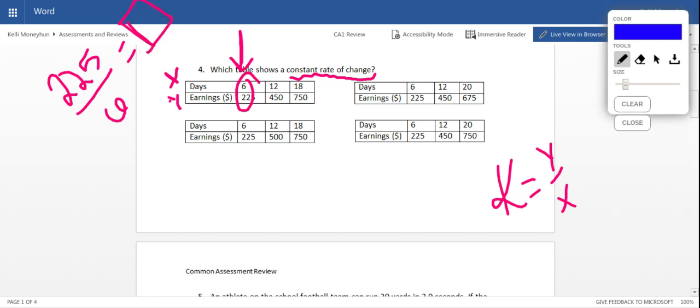Okay, and then I need to go back and find my constant for that pair and that pair. If they're all the same, that's my answer. If they're not, I need to go to the next one until I find one where I can check each constant is the same. Okay, so solve this. Go ahead and pause it and solve it.